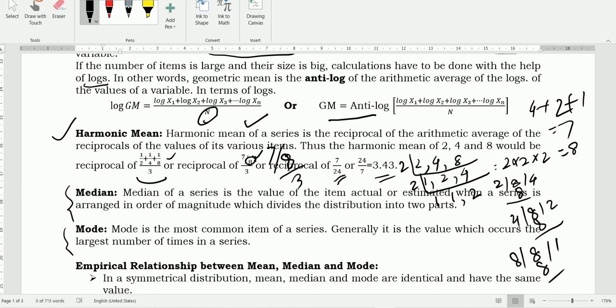Of course we are going to compute the mode also, and the mode is generally the value which occurs the largest number of times in a data set, in a series.